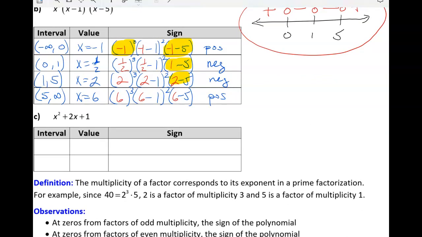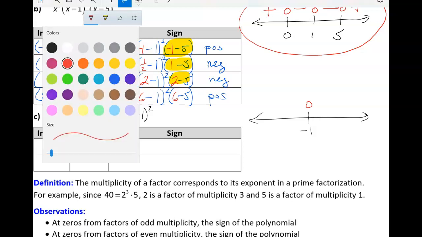Now, you might say, well, what are we accomplishing? We're actually going to utilize the skill of the number line to solve an inequality in a moment. Last one is not in factored form, so we're going to need to do a little bit of work. We're just going to write this one as x plus 1 squared. That means that we only have one 0. At -1, the polynomial is 0.